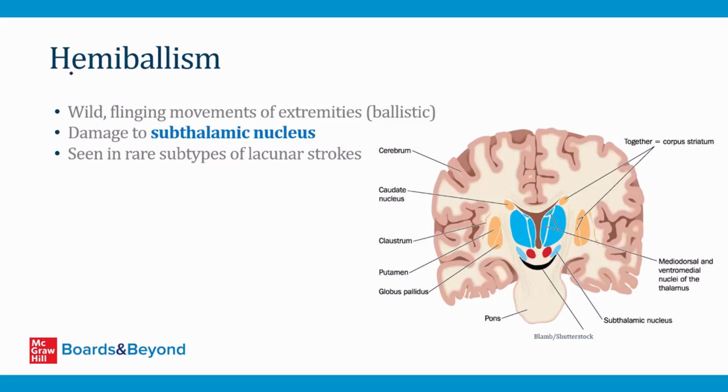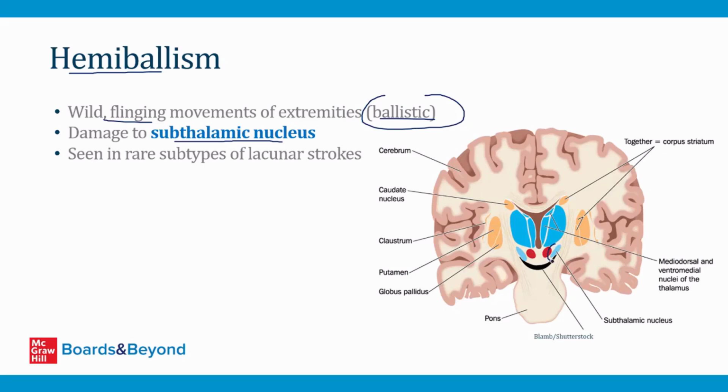Let's talk briefly about hemiballism, which refers to wild flinging movements of the extremities. These are called ballistic movements, and it's called hemiballism because you see these ballistic movements only on half of the body. This can happen rarely in lacunar strokes when there's damage to the subthalamic nucleus.